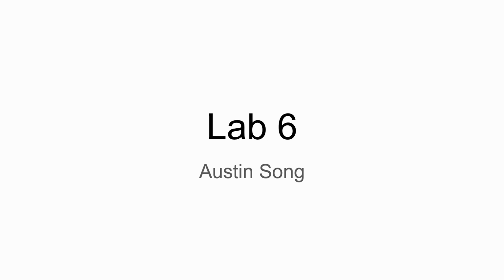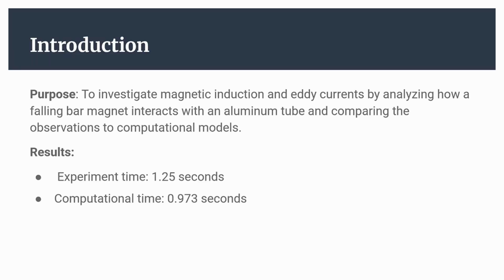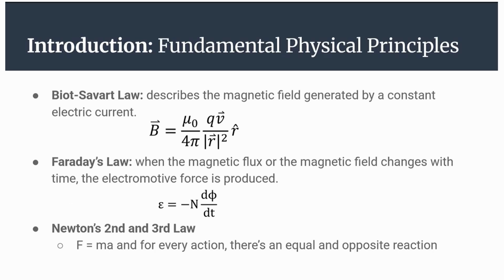This is my lab report video for Lab 6. As an introduction, the purpose of this lab was to investigate magnetic induction and eddy currents by analyzing how a falling bar magnet interacts with an aluminum tube and comparing observations to computational models. When we did the experiment in person, our experimentally measured fall time was 1.25 seconds, and our computational time was 0.973 seconds.